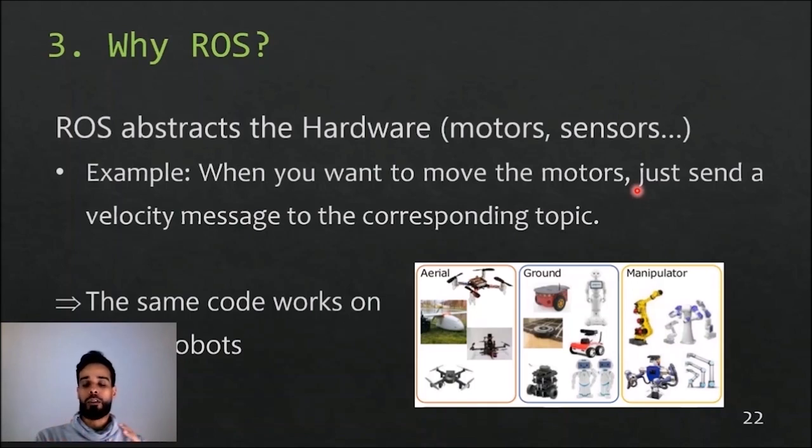Sometimes the same code for controlling a drone will be used for controlling a submarine robot because both have the same thing. They have three axes, X, Y, and Z. So sometimes we use the same program for controlling a ground robot that has wheels and a ground robot having tracks, even if the hardware is not the same. But for us using ROS, it's the same thing. And this allows us to gain a lot of productivity, and this is why usually people prefer using ROS.